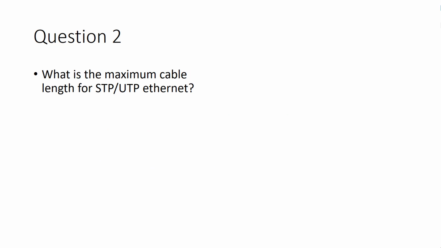Maximum length for twisted pair, if we're talking traditional Cat 3, 5, 6, we're talking about 100 meters or roughly 300-ish feet. If we need to go longer than that, we're talking fiber.